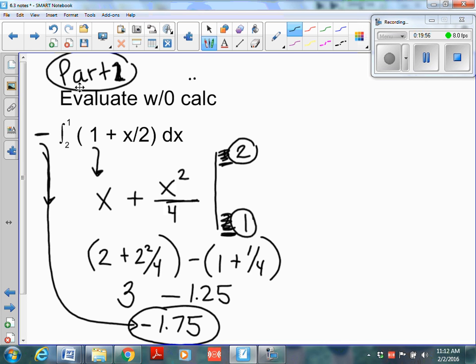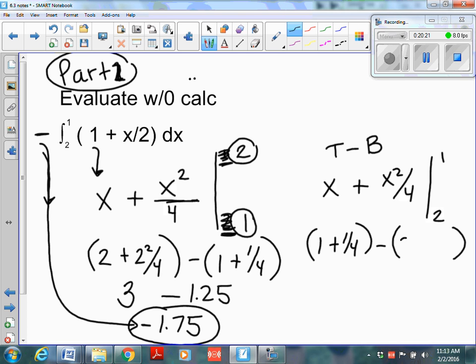Okay, I'm just going to show you x plus x squared over 4, and I kept it 2 to 1. I'm just going to show you that if you don't want to flip it, you don't have to flip it. It's always top minus bottom, correct? Remember I showed you? So the top number is 1, and the bottom number is 2. You're going to get 1.25 minus 3, which still gives you a negative 1.75. I'm just showing you that if you don't want to flip your limits, you do not have to flip your limits. It's up to you. Some people flip their limits and forget the negative side, so it might not be a good idea to do it.